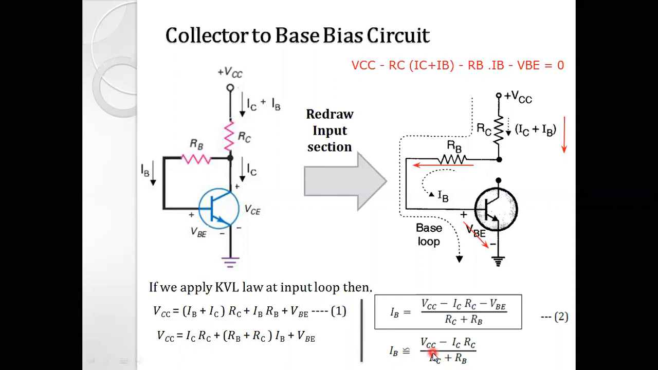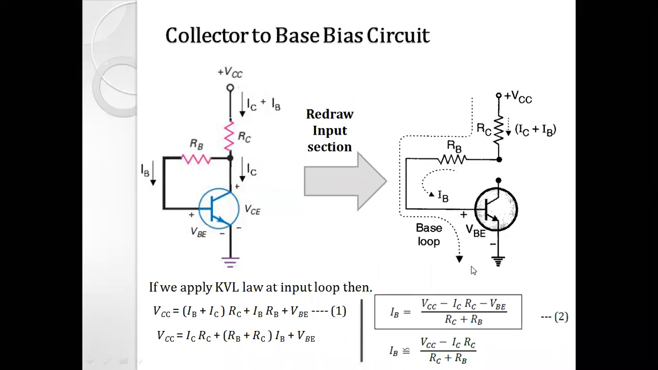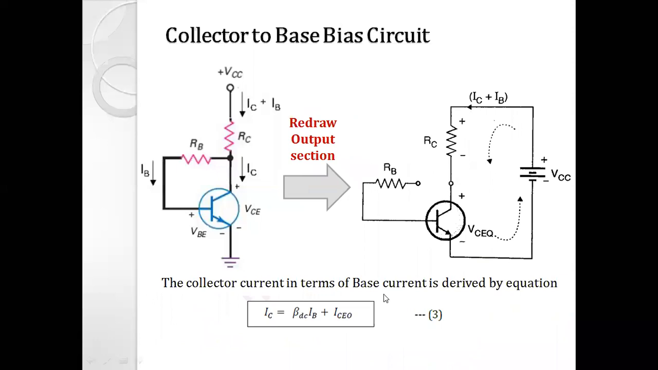And from this, we can get the first coordinate of the equation, that is IC. IC is equal to beta times IB plus ICEO, right? So here you can see equation number 3, that is one of the coordinates of the operating point Q.